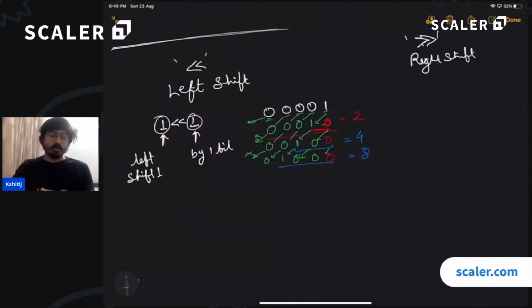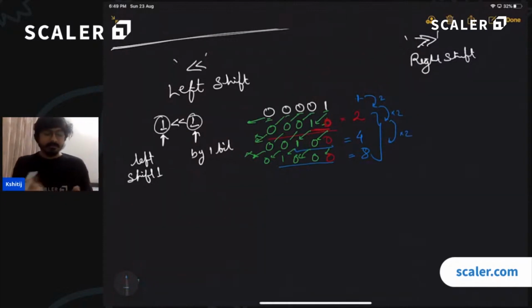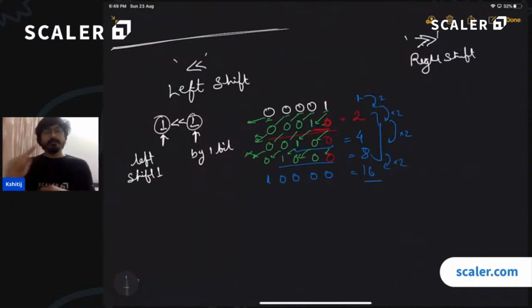So you can quickly observe that whenever you are doing a left shift on a number by 1 bit position, you are doing nothing but multiplying that number by 2. Initially you had 1, then you get 2, then 4, then 8. And in the next operation, you will be getting a 1 here and then all zeros here. This is nothing but 16. So whenever you are doing a left shift by 1 bit position, you are always multiplying the number by 2.